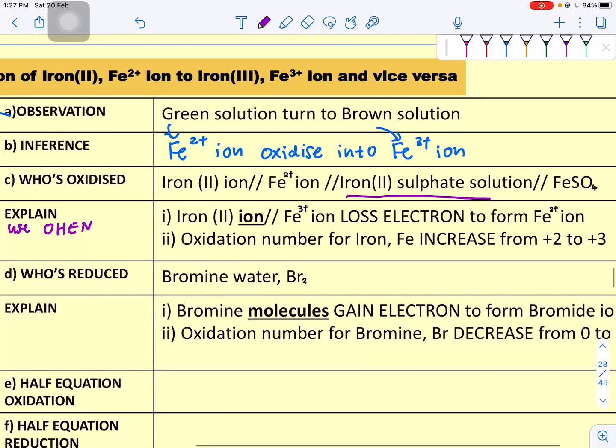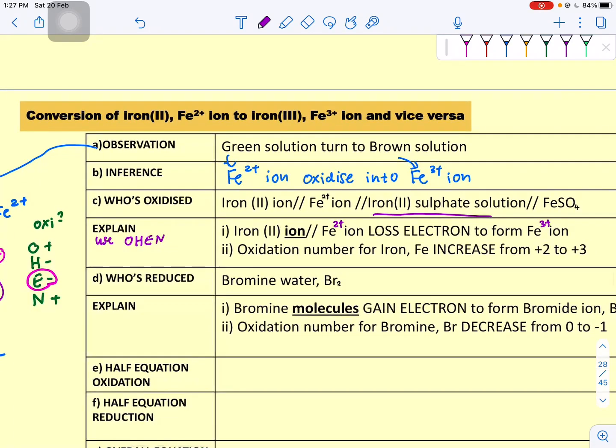First one, I mention why iron 2 undergoes oxidation. Because iron 2 ion lost electron. Just now, I proved it through the equation. They lost electron to form iron. Sorry, wrong symbol here. Because iron 2 ion, this is Fe2+, lost electron to form iron 3 ion.